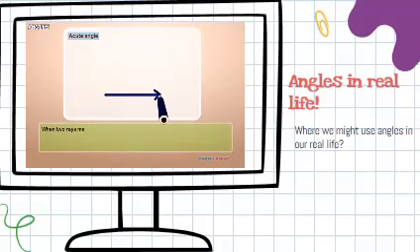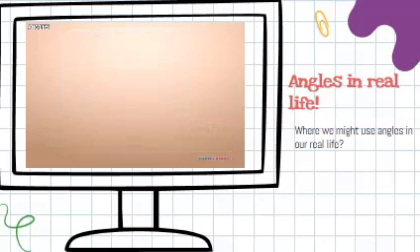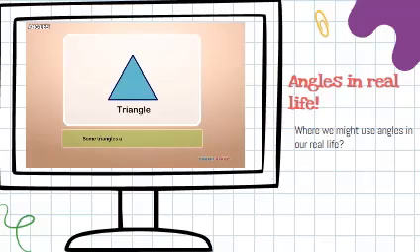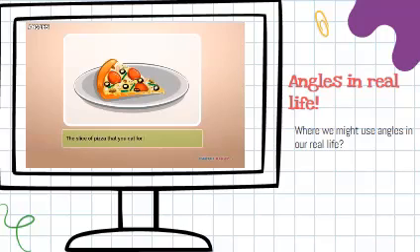When two rays make an angle with each other such that it is greater than 0 degrees and less than 90 degrees, these rays are said to be making an acute angle with each other. Acute angles are greater than 0 degrees and less than 90 degrees. Some triangles are formed of acute angles. The slice of pizza that you eat for lunch is an acute angle.